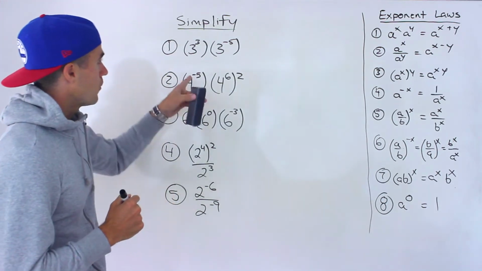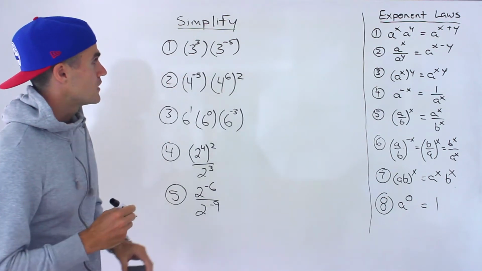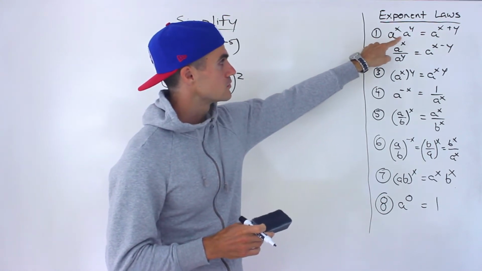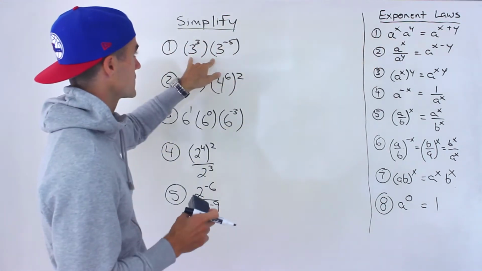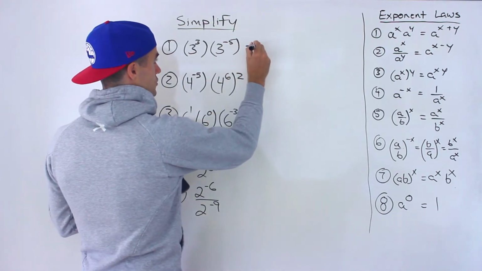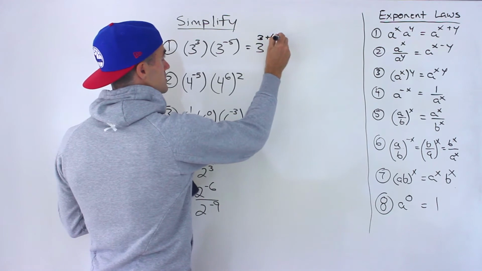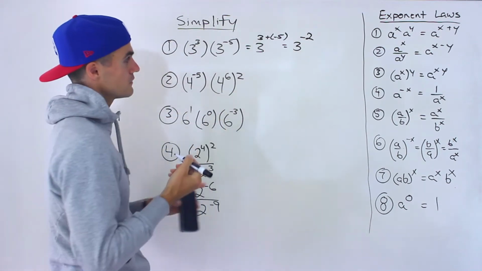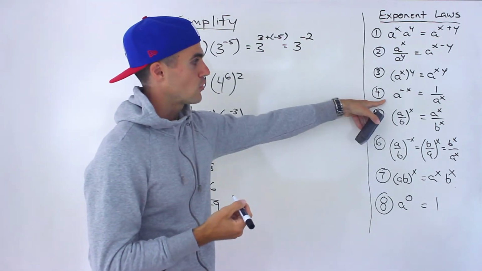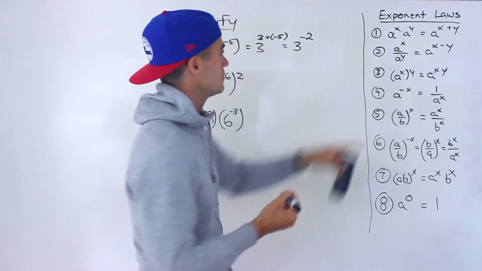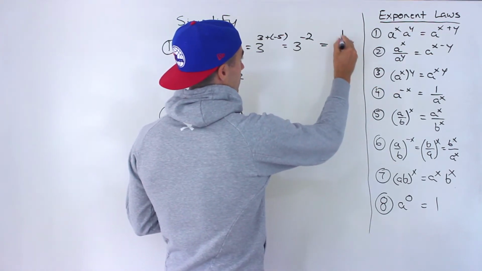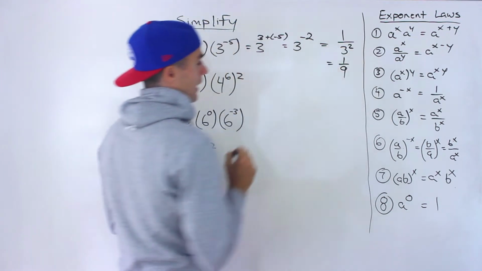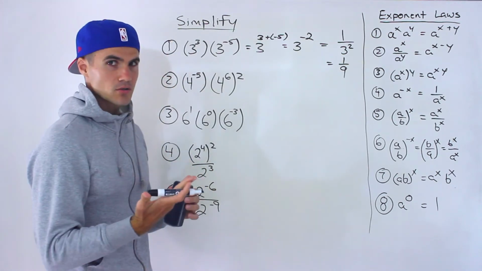So starting here with number 1, we got 3 to the power of 3 times 3 to the power of negative 5. So notice that this here, it's in this format, number 1. 2 exponential terms multiplying by each other with the same base. So what we can do is we can actually add those exponents. And notice that 3 plus negative 5 would give us negative 2. So we'd have 3 to the power of negative 2, and then notice that this here is in this format, right? 3 to the power of negative 2. So we would change it to be 1 over 3 to the power of 2, which would give us 1 over 9, like that.